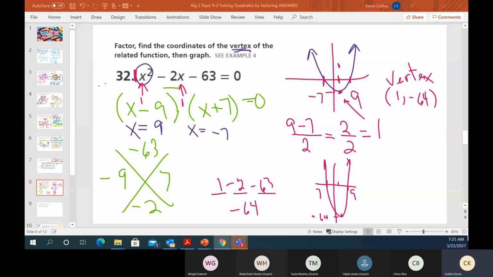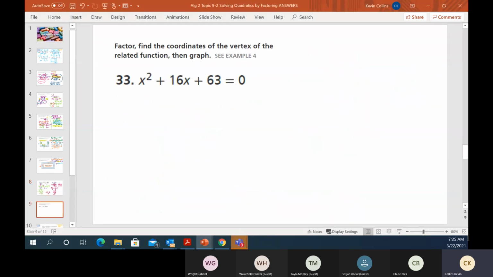All right, let's continue on. So the next one's pretty much second verse, same as the first. Okay, so this one, same deal. We'll go ahead and do our diamond thing.